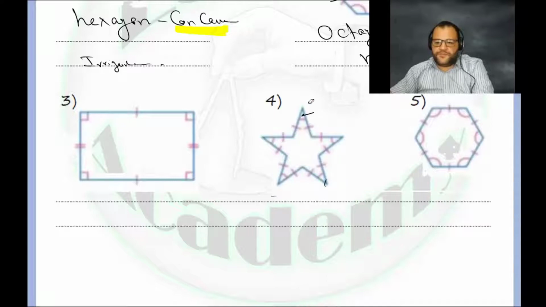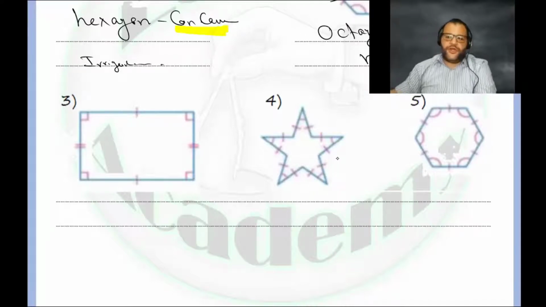Okay, number 5. Hexagon, convex, and regular. Okay.